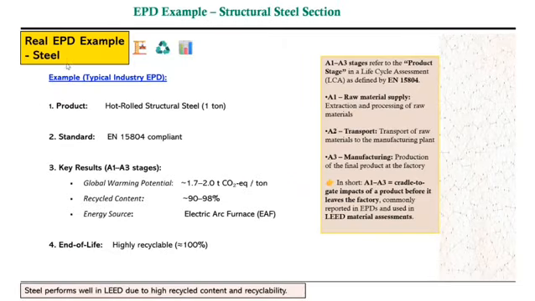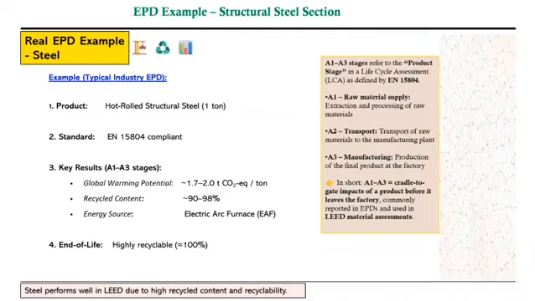Here we have an EPD example for structural steel, or simply you can say steel. A real steel example for a typical industry EPD. For example, it has four sections: product, standard, key results, and end of life. So the product is hot rolled structural steel with a weight of 1 ton. The standard used is EN 15804 compliant. Key results from A1 to A3 stages.